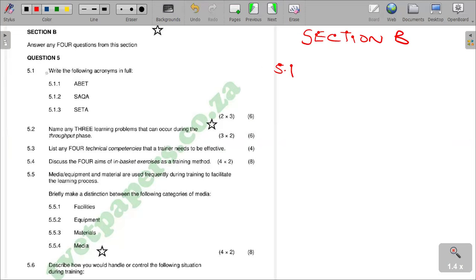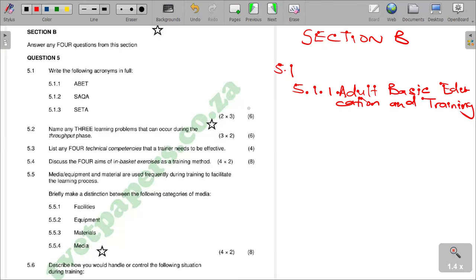5.1. Write the following acronyms in full. 5.11. What is ABET? ABET stands for Adult Basic Education and Training. ABET. Right.